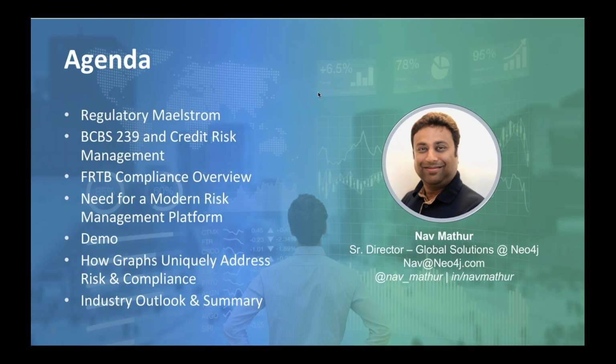And then we will go into a demo, and we'll show some aspects of data lineage, what is required from a compliance perspective, some aspects of risk calculation in real time and risk aggregation in real time, and I think you'll like that. And then we'll close out by talking about how graphs uniquely address these requirements for risk and compliance, what the industry speak is on this topic, and a summary to close it out.